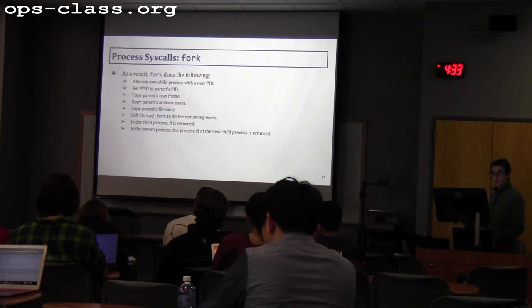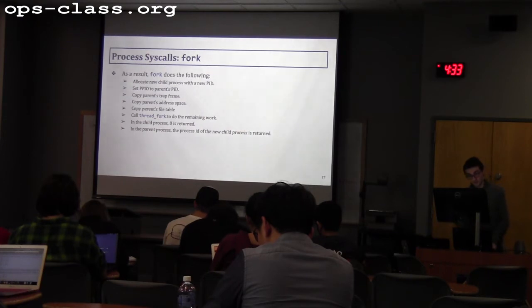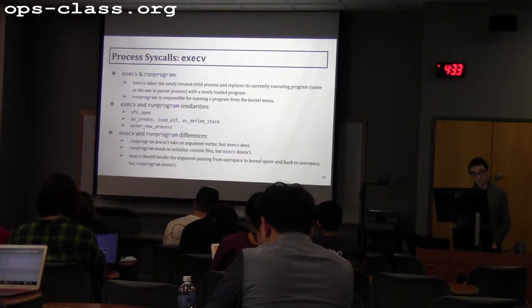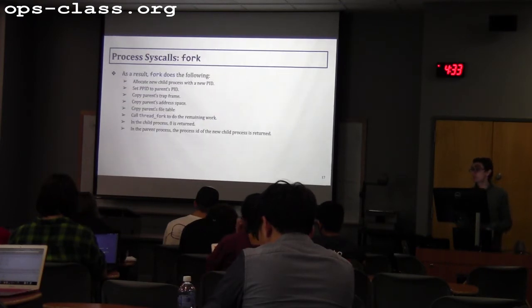If you are in the child process, then you should return 0. If you are in the parent process, then you should return the child PID, the process ID. So that's all for fork. Any questions on fork?